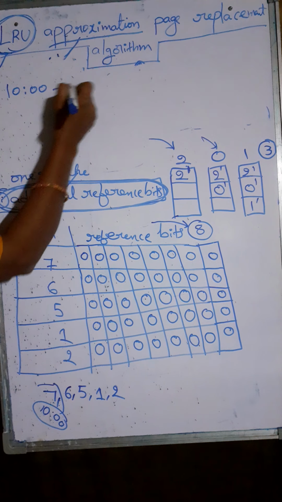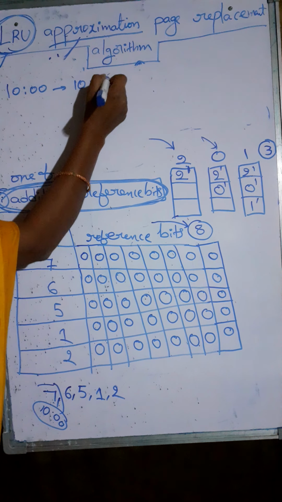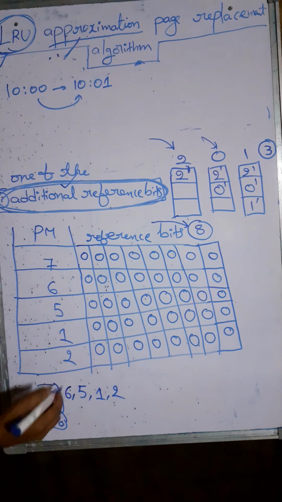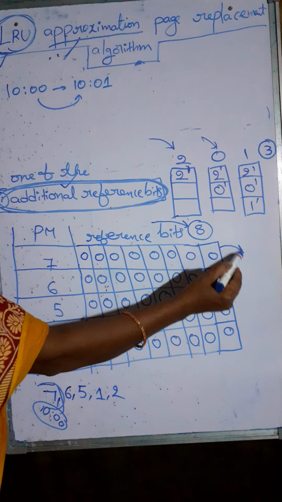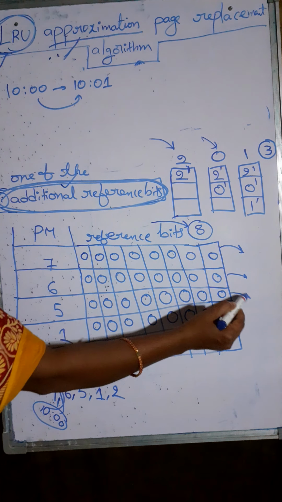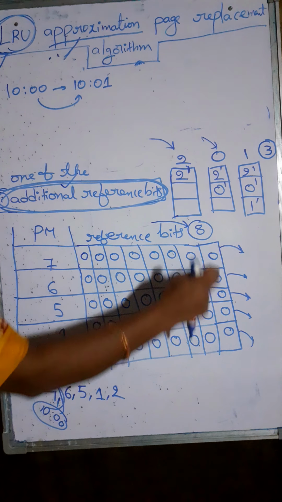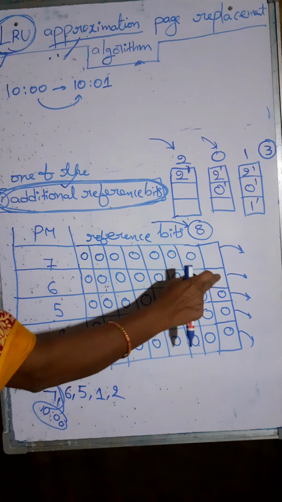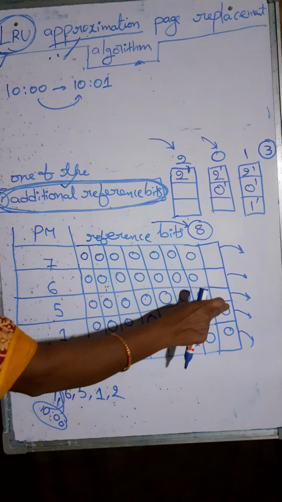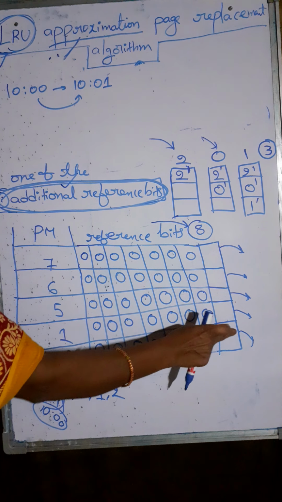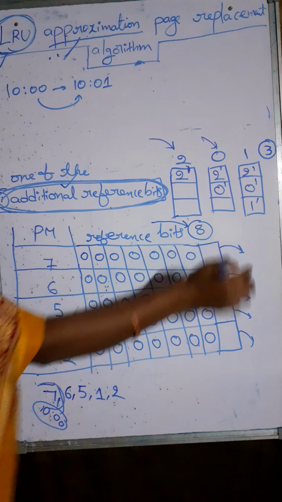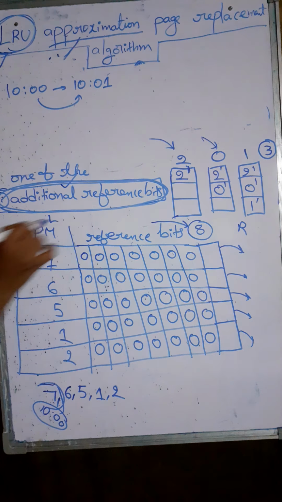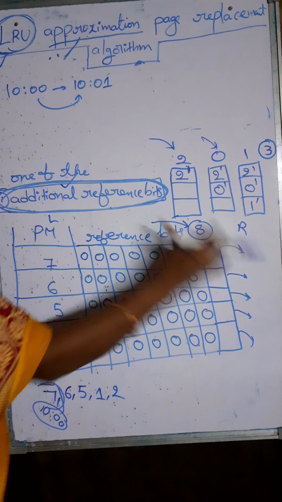At time 10:01, after 1 minute, there is a request for page number 7. So after 1 minute, we should drop the lowest bit of each page. That means we should remove the lowest bit of each page. Now the time is 10:01, right? And now we should move all the bits to the right side. This is the right side part and this is the left side.